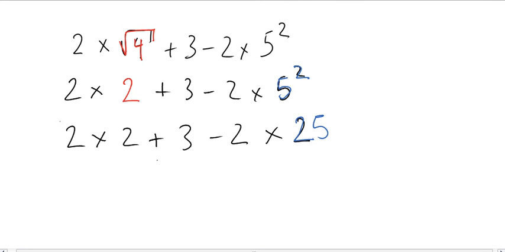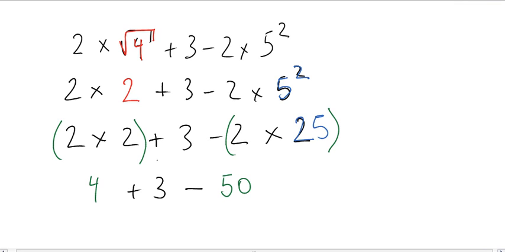So we have 2 times 2. We know that that goes first. Plus 3 minus 2 times 5. And 2 times 5 comes first as well. So we're just going to write it out. So we have 2 times 2. That's 4. Plus 3 minus, and then here we have 2 times 25, and that's 50.